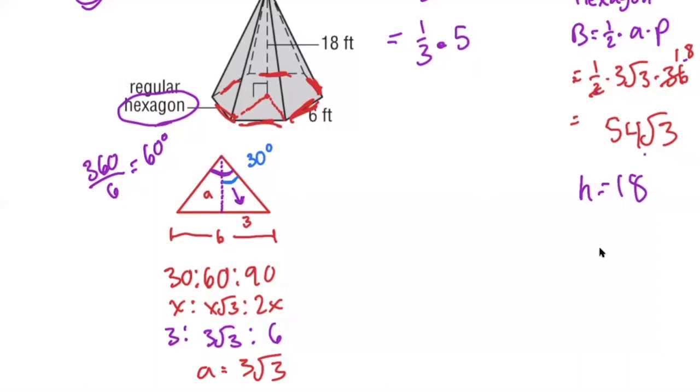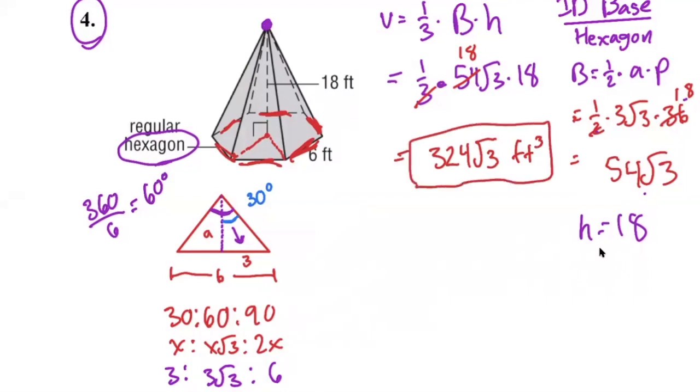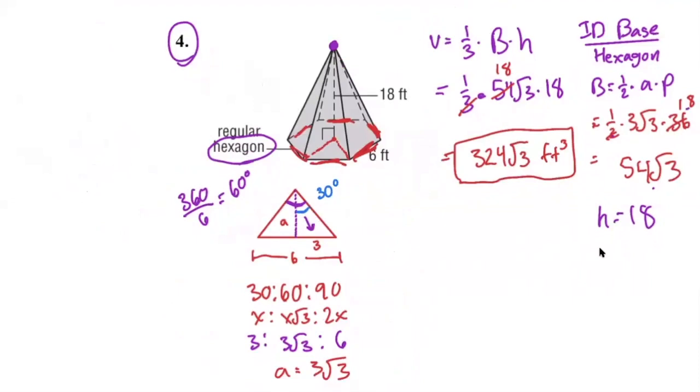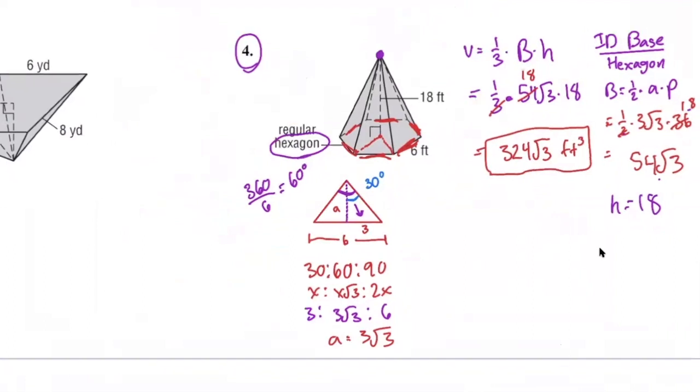54 radical 3 times 18. And this here, the 3 and 54, that would be 18. And then 18 times 18, 324 radical 3 feet cubed. Okay. And I would prefer this, right? This is more exact if you get a clean radical like that. And if it asks you for a decimal, then just multiply it out.